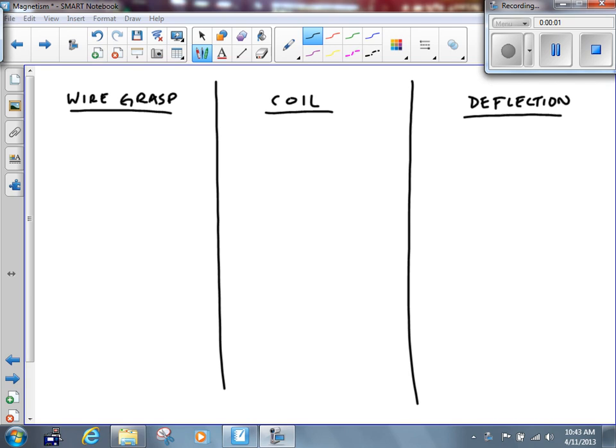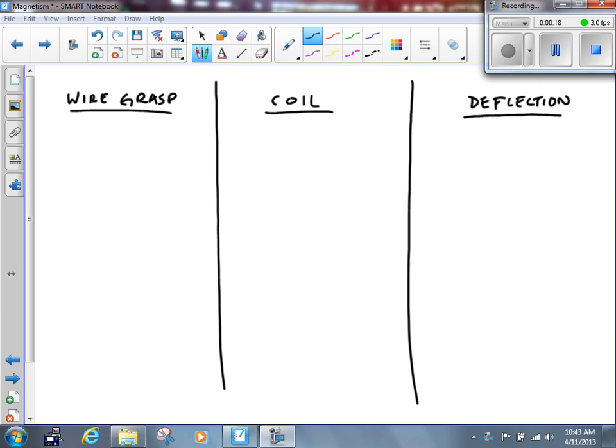We have three hand rules to this point to describe the relationships between electricity and magnetism. The first hand rule we called the wire grasp rule. The second hand rule we called the coil rule. The third hand rule we called the hand rule for deflection.